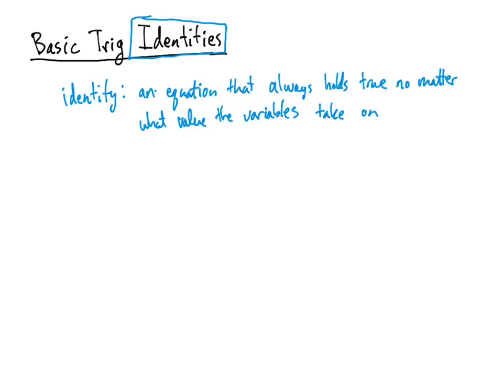In this video, I'm going to be going over the basic trigonometric identities. So let's start by talking about what this word identity means. So in math, an identity is an equation that always holds true no matter what value the variables take on.